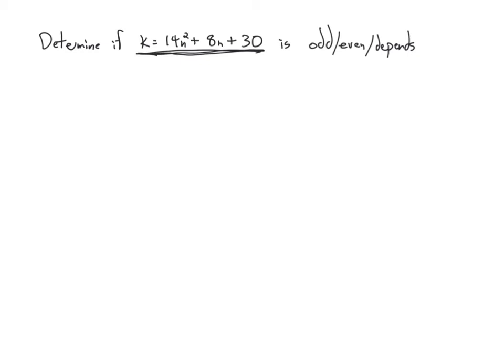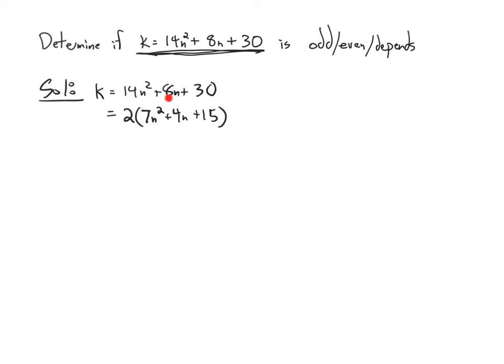Okay, now that we're back, first thing I notice here is that all of these terms do indeed have a factor of 2. So if I factor that out, I'm going to get 2 times some stuff that is added and multiplied together. And I know they're all integers, so that thing in the bracket will be an integer. So let's go ahead and do this. So we know k is 14n squared plus 8n plus 30. And now I'm going to factor out that 2. So I have 2 times 7n squared plus 4n plus 15.